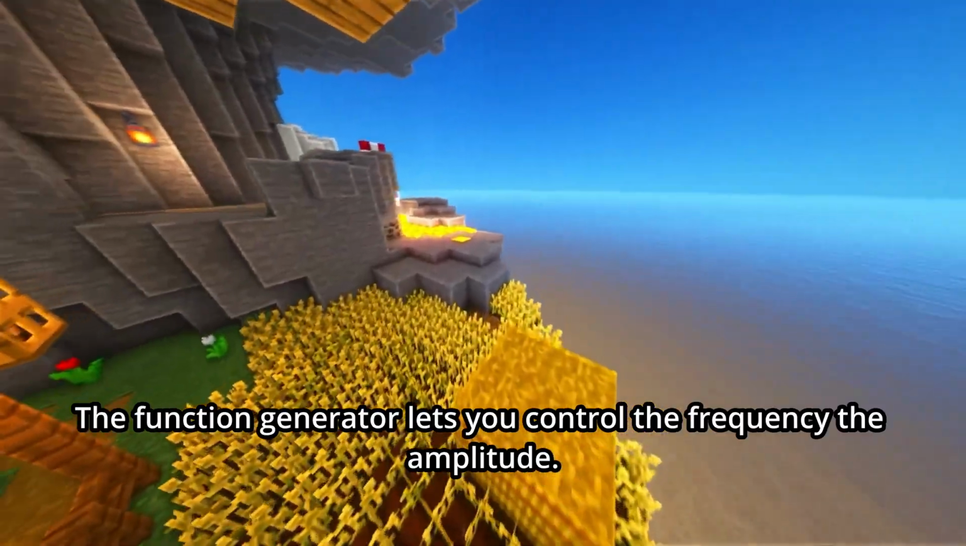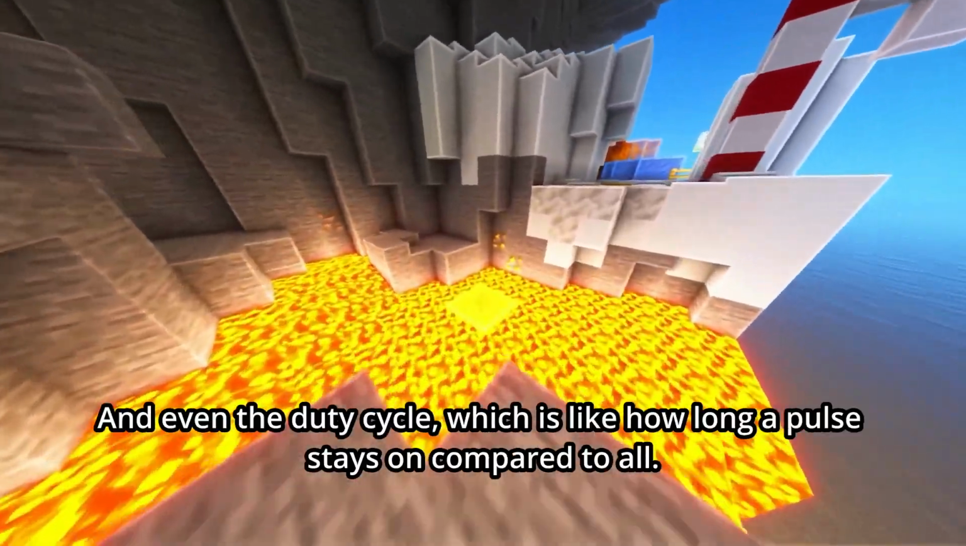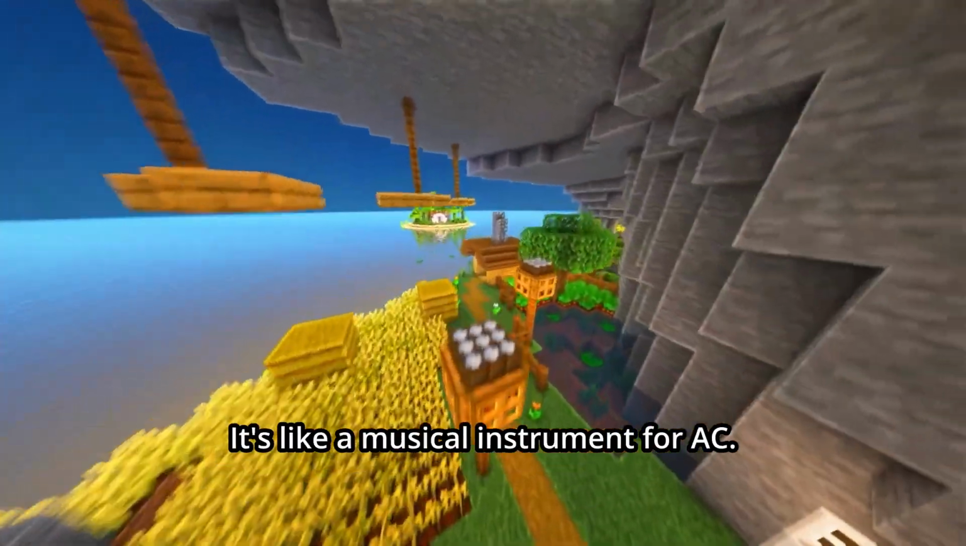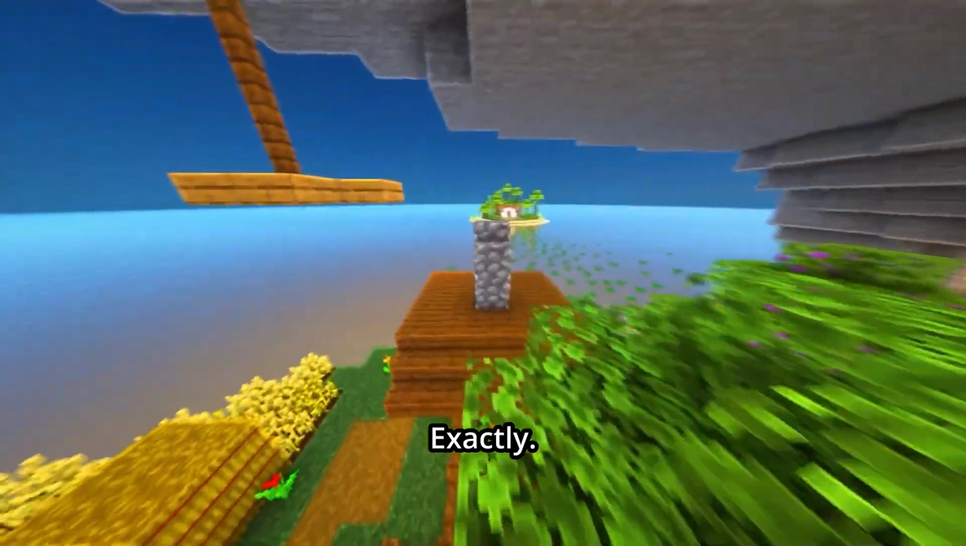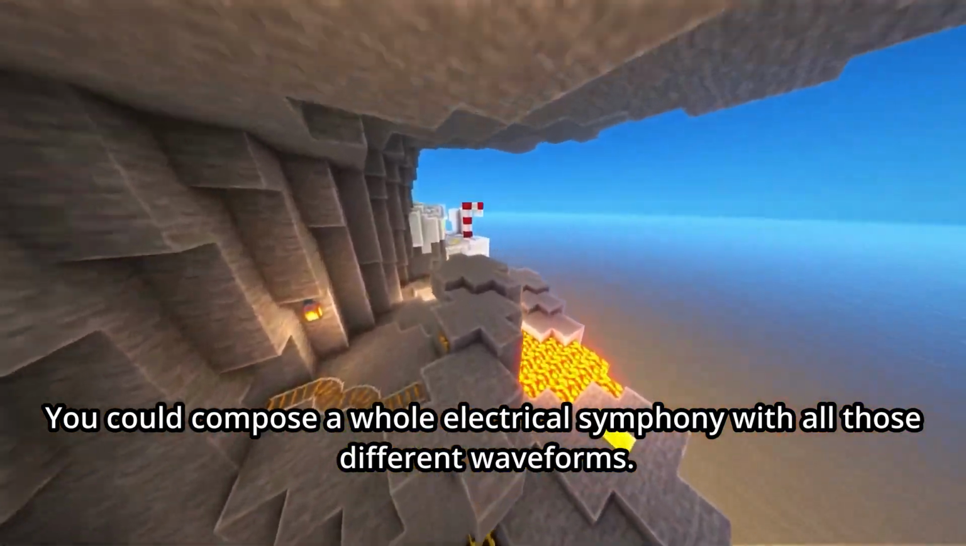The function generator lets you control the frequency, the amplitude, and even the duty cycle, which is like how long a pulse stays on compared to off. It's like a musical instrument for AC. Exactly. You could compose a whole electrical symphony with all those different waveforms.